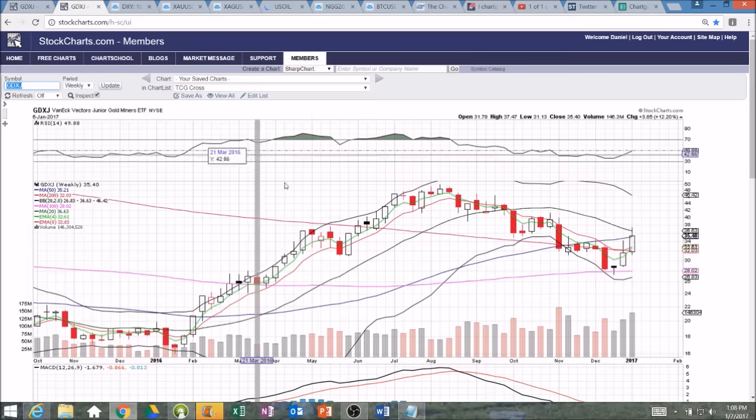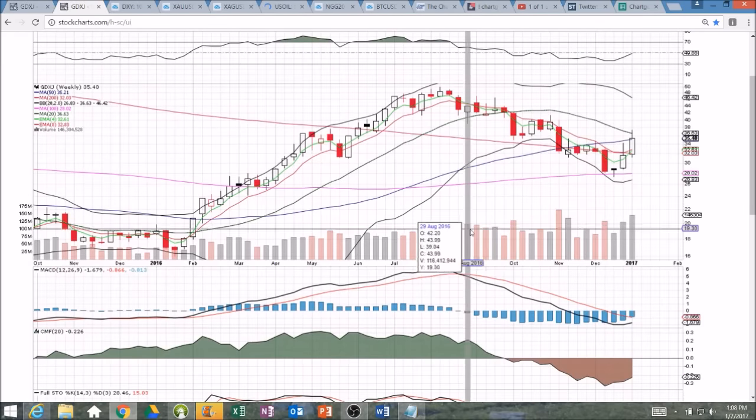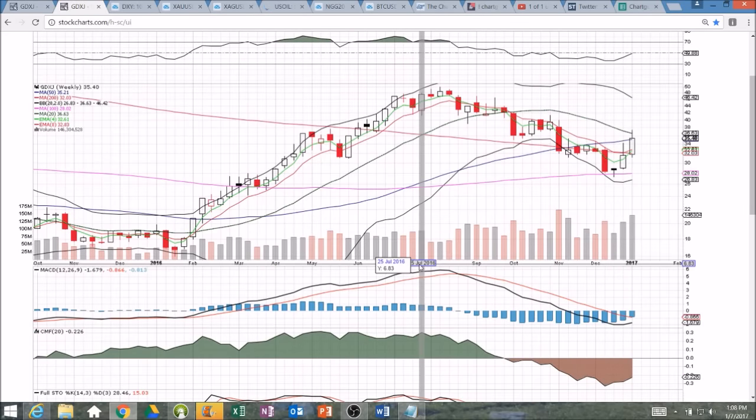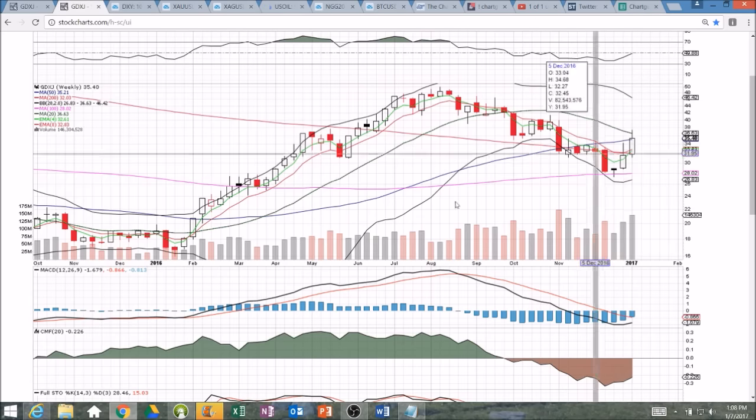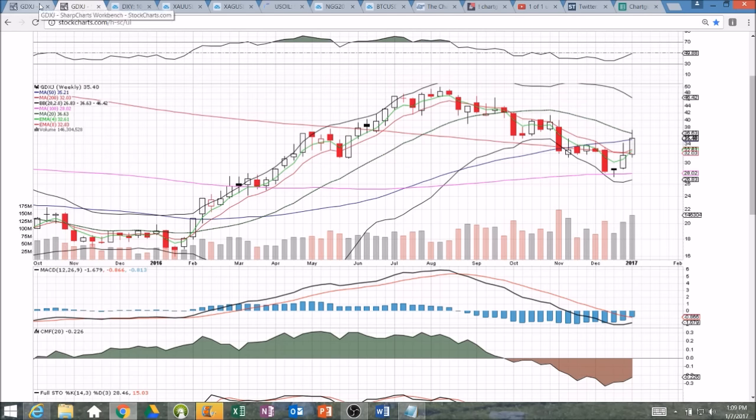Weekly time frame, same thing, rejecting from the middle Bollinger Band resistance. Nice increase in bull volume on this bounce. That gives confidence to the bulls as well. Same thing, MACD, TCG cross, very similar setups on the weekly time frame for both GDX and GDXJ. So that's what we're looking at heading into next week.